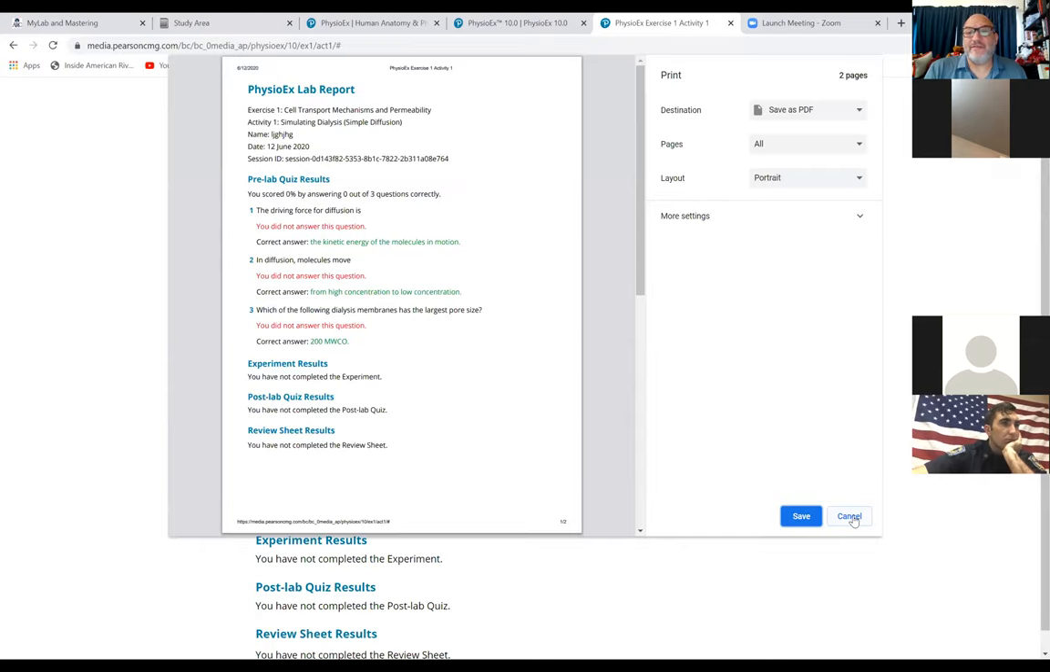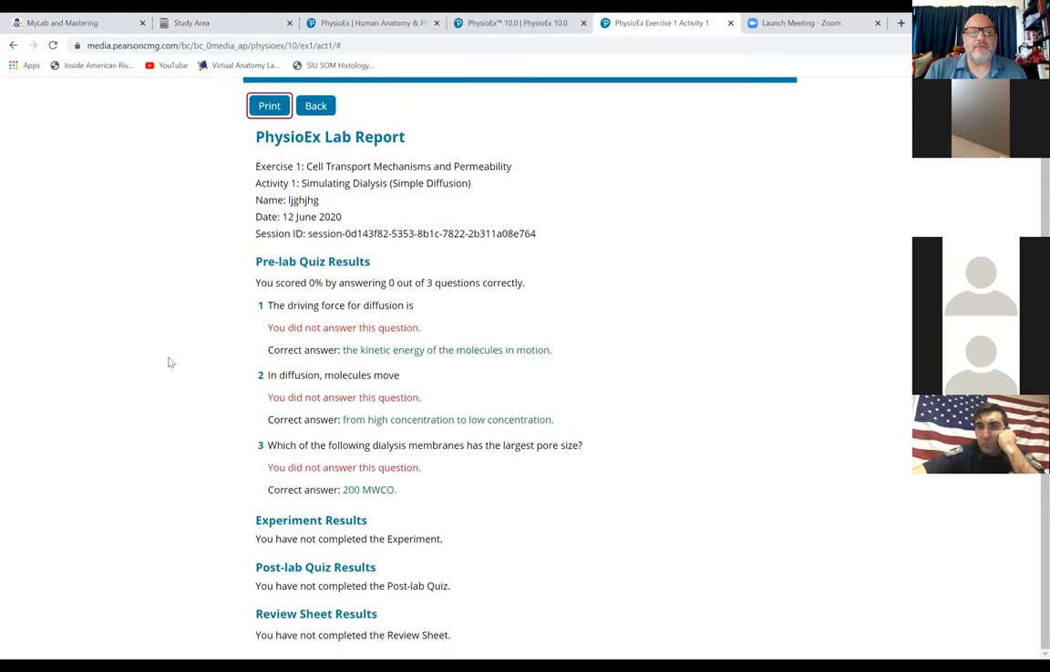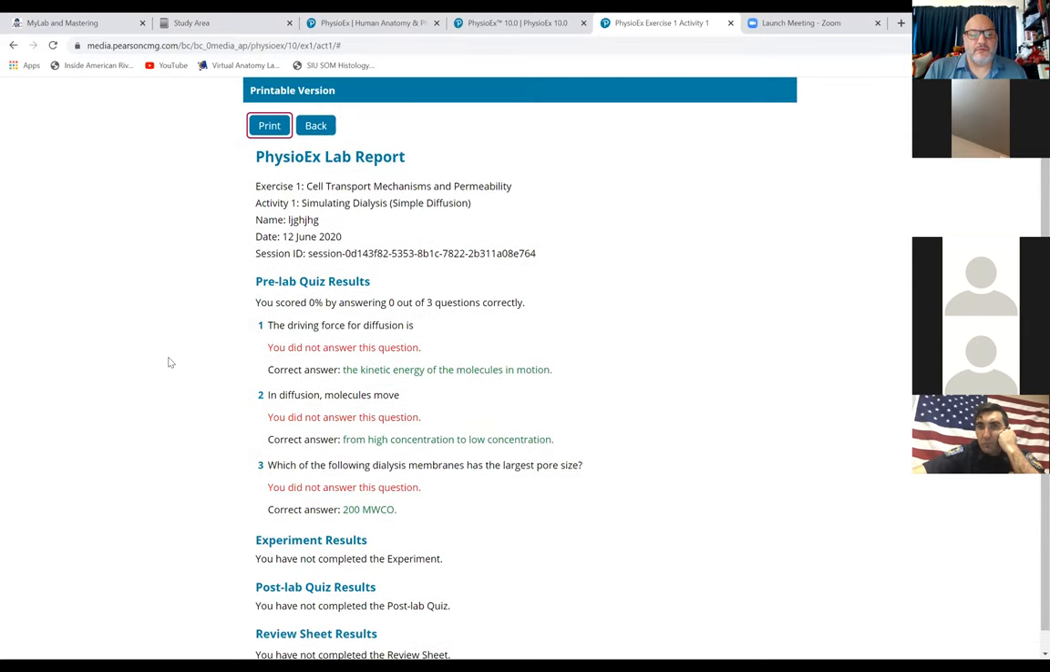Remember, there are five different PhysioX activities, so you're going to end up with five different lab reports that you're going to be doing on this. So make sure you get all five of your lab reports and submit all five of those online. And you did say, make sure you click on print after each section. Don't wait until the end, because then it's not going to print all of them. It's just going to print the last one, correct?